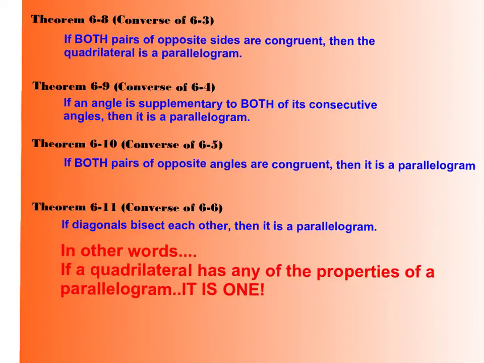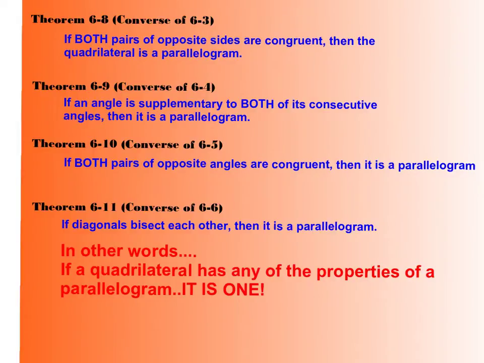So now we learned a lot of theorems last section. That's what led us to each of those different properties. Well, today we're learning the converse of each of those theorems. So, for instance, Theorem 6.8 is the first theorem we'll talk about, and it's the converse of 6.3. If both pairs of opposite sides are congruent, then the quadrilateral is a parallelogram. Theorem 6.9, if an angle is supplementary to both its consecutive angles, then it is a parallelogram.